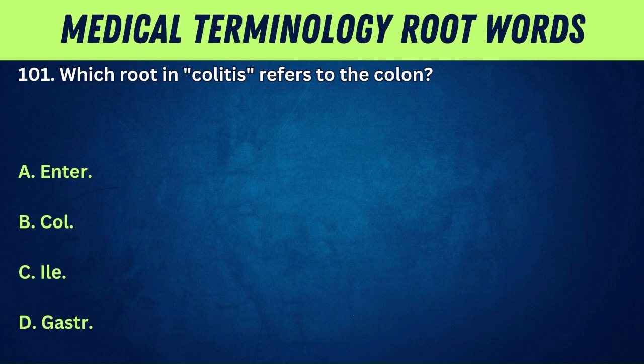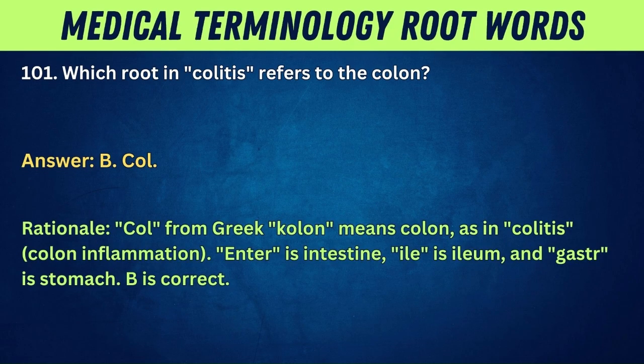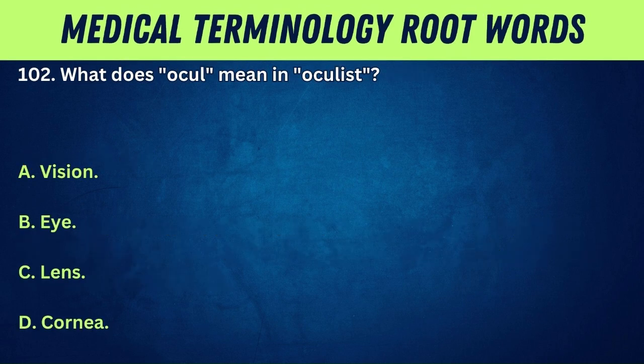101. Which root in colitis refers to the colon? A. Enter. B. Col. C. Ile. D. Gaster. Answer: B. Col. Rationale: col, from Greek colon, means colon, as in colitis, colon inflammation. Enter is intestine, ile is ileum, and gaster is stomach. B is correct.